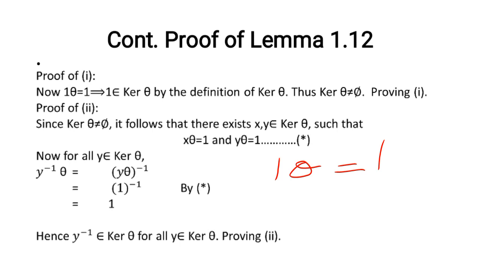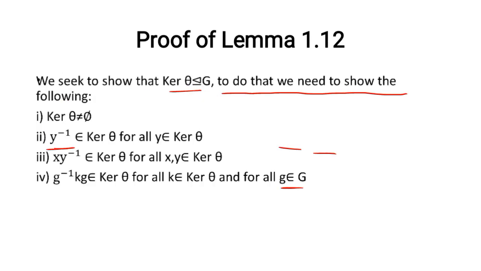Because the kernel, by definition, is everything that is taken to the identity 1, right? So if that is the case, we already know this is true. So 1 theta is equal to 1, which implies that 1 lies in the kernel of theta because of the definition of the kernel, which means the kernel of theta is not empty, right? So we're through with the first proof. We've succeeded in proving 1.